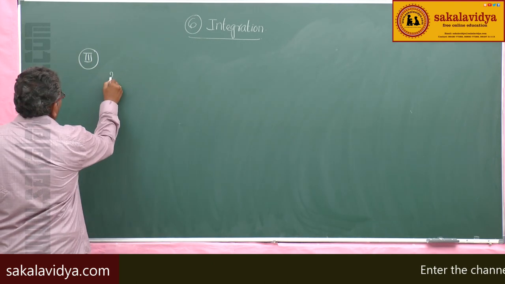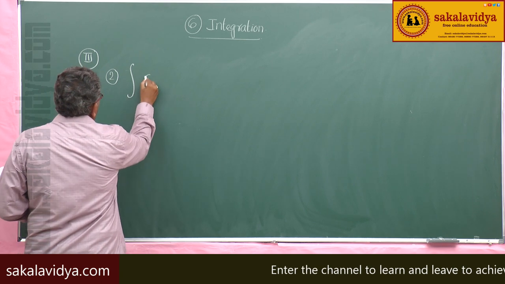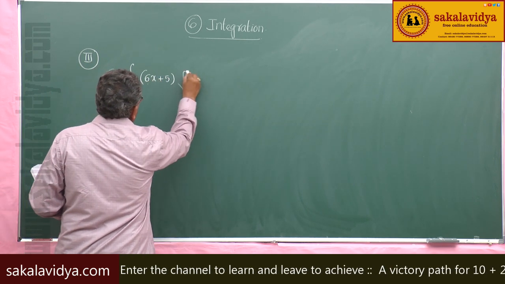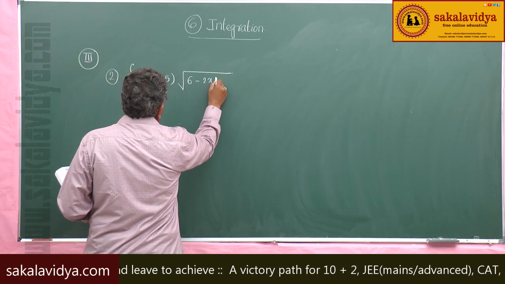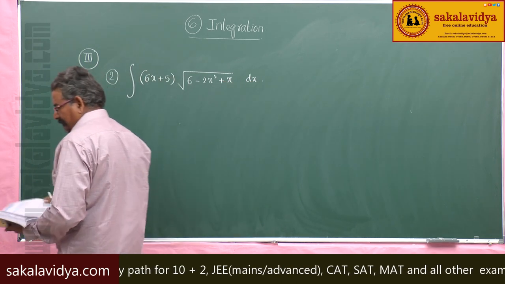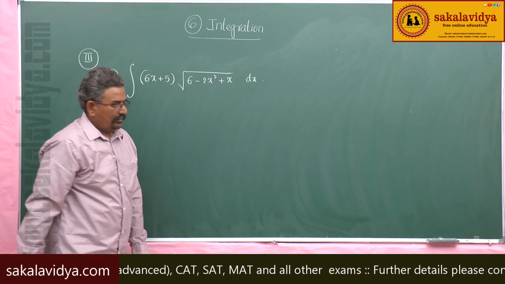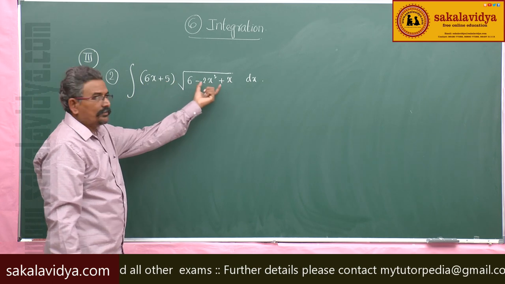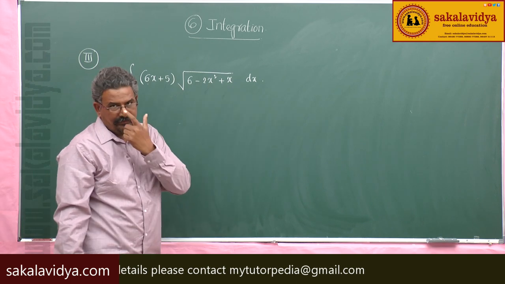Evaluate the integral of (6x + 5) root over (6 minus 2x square plus x) dx. Now, this is in the form of (px + q) root of (ax square plus bx plus c) dx.